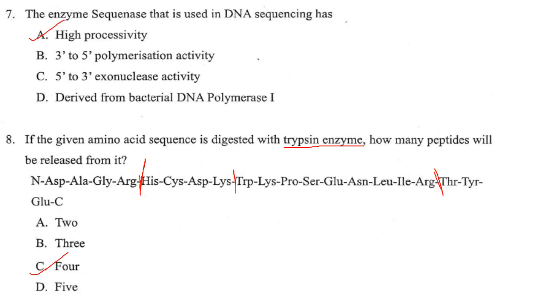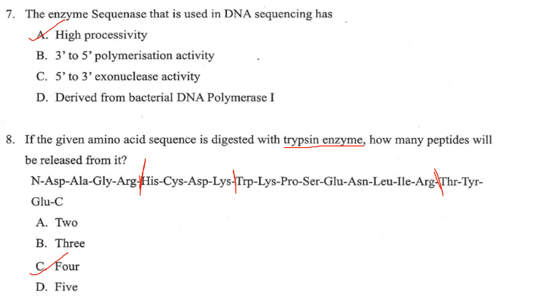The enzyme Sequenase that is used in DNA sequencing has: Sequenase DNA polymerase is a genetically engineered form of T7 DNA polymerase. So here option D, that it is derived from bacterial DNA polymerase 1, is wrong. It has no 3' 5' exonuclease activity. It is appropriate for the dideoxy-mediated chain termination method to determine the sequence of the DNA. So it does not have 5' 3' exonuclease activity, nor does it have 3' 5' polymerization activity. It has high processivity. Answer is option A.